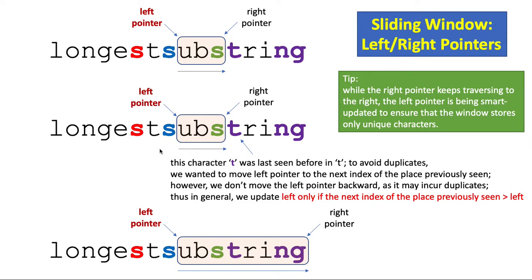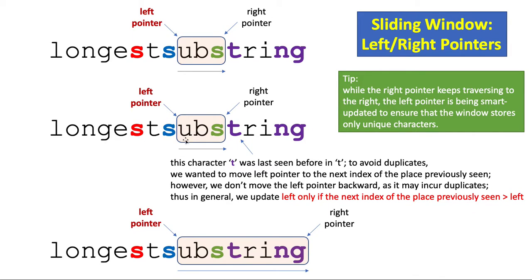And sooner or later, we'll encounter another character that was last seen before. In this example, it is the purple T, which was last seen before in the black T here. Again, we would want to move the left pointer to the next index of this black T. However, we don't want to move the left pointer backward because the left pointer is already here. If we move to the right of the black T, we will move it one step backward.